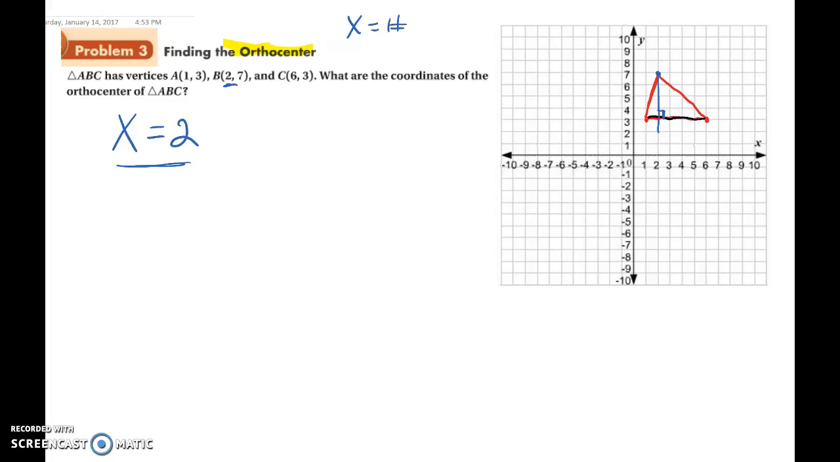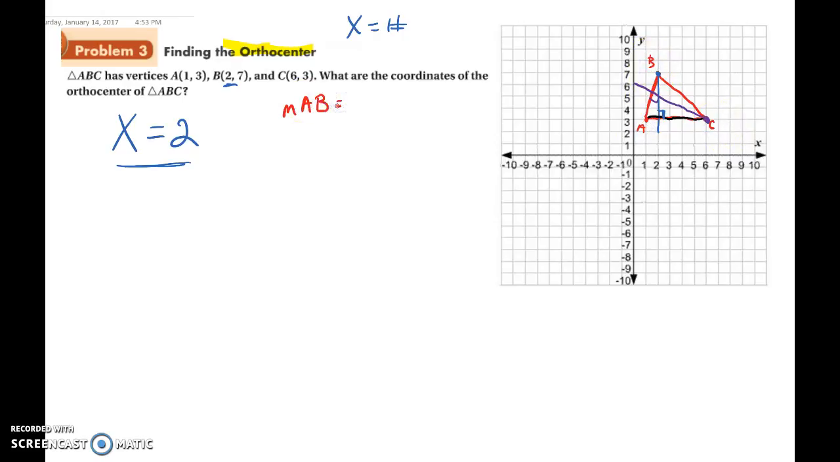All right. So now what we're going to do is pick any of the other vertices. I'm just going to pick this vertex here. And now we're going to solve for the line that is perpendicular from that vertex to the opposite side. The only way that we can solve for that is we need to find the slope of that opposite side. So that means we need to solve for the slope of segment AB. So this is point A, this is point B, and this is point C. So we need to find the slope of AB.